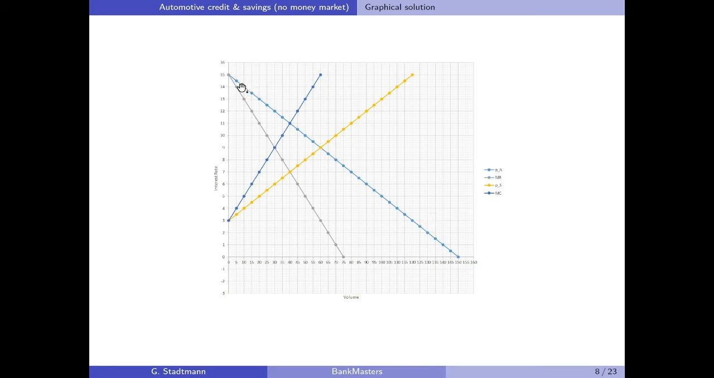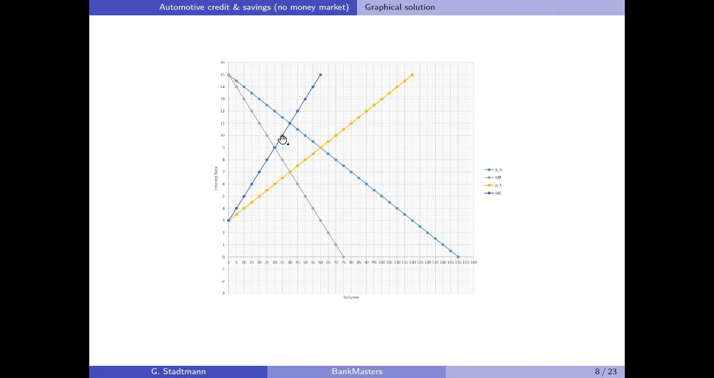Demand side is always shown downward sloping. So you could see that this is given from the 15 to the 150. And you could also see that the slope is minus 0.1. So it is actually drawn in here. The supply side for the savings is also given with the orange curve. It is upward sloping and you could see that it starts from 3 and it also has the same slope.